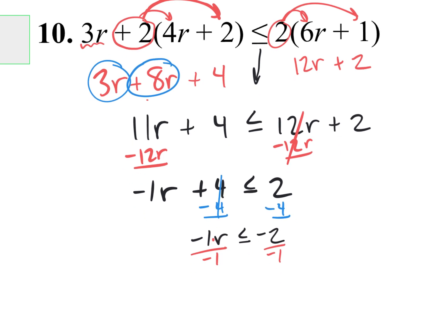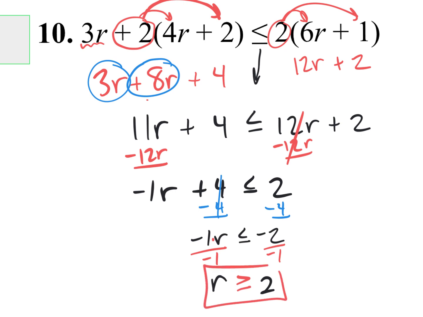So this was our last step. We divided by a negative. So yeah, you're going to have r by itself. Negative 2 divided by negative 1 is positive 2. But because our last step was dividing by a negative, this inequality has to change. It has to flip. So instead of a less than or equal to, we're going to change it to a greater than or equal to.